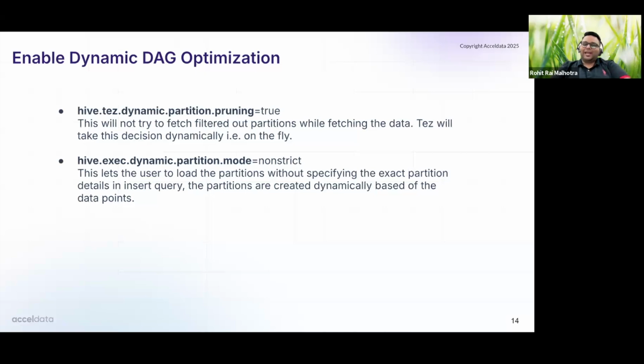The other property is Hive exec dynamic partition mode set to non-strict. This lets the user load partitions without specifying the exact detail inside the query. For example, if it is set to strict, you need to specify the exact partition name in the insert query to load the data to it. But if it is set to non-strict, you can just use a select query, and based on the data value for the partition column, it will create partitions dynamically and load the data to it. So yeah, these are the two properties that you need to focus on.